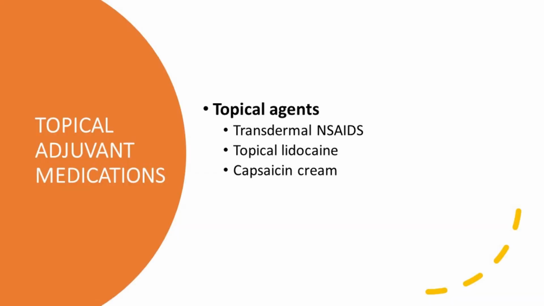These topical agents may be used as first-line therapy for very well localized nociceptive or neuropathic pain. The transdermal NSAIDs can be found in the form of gel, spray or cream. They can provide relief for acute musculoskeletal pain when you have a single joint osteoarthritis, for example.